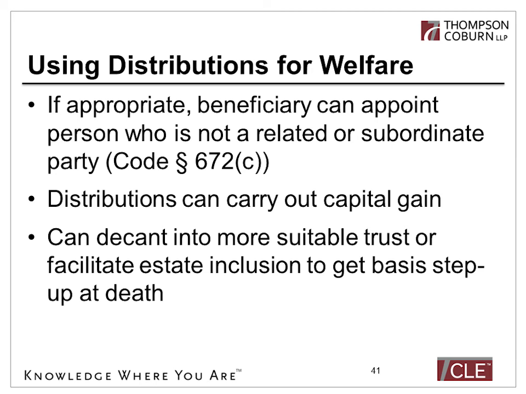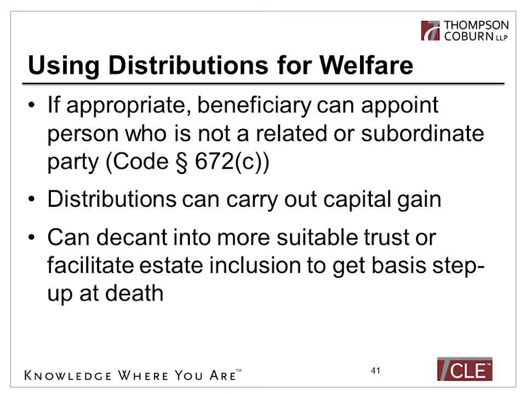Again, the idea of having a related or subordinate party who could make welfare distributions to the beneficiary, and I think this was Revenue Ruling 95-58 that this was authorized. So distributions then, if you allow for these principal distributions for welfare, could carry out capital gains and use some of the rules that Steve talked about, which when you have a distribution of corpus could actually carry out the capital gain to the beneficiary.